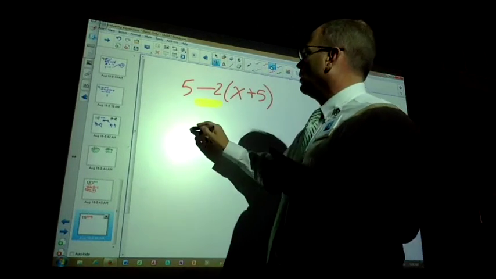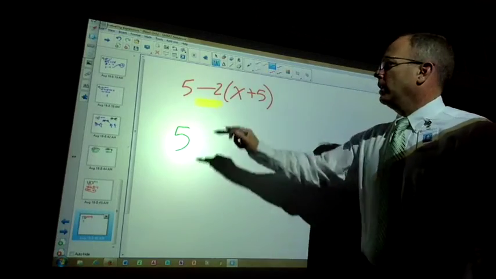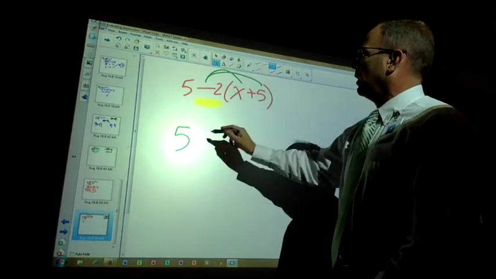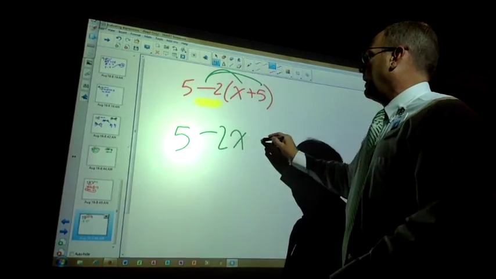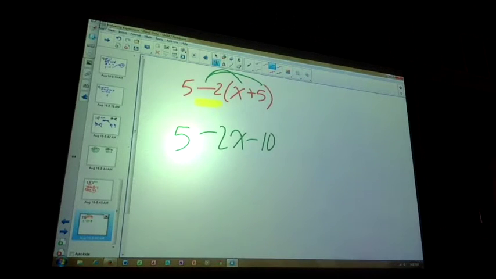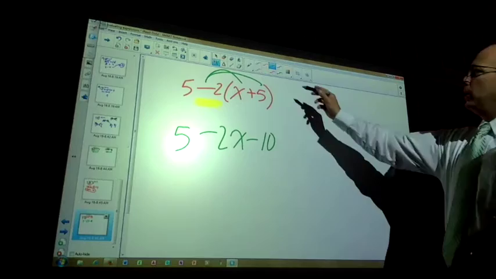So the 5 is coming down to just hang out. And I'm going to take this, go here and here. So I'm going to get negative 2x minus 10. Hey, why is it negative 10? What did I distribute over to get to negative 10? Negative 2. So I went negative 2 times 5. You notice that the original first 5 is coming down. It's waiting its turn. Now we have some like terms that we can take care of.